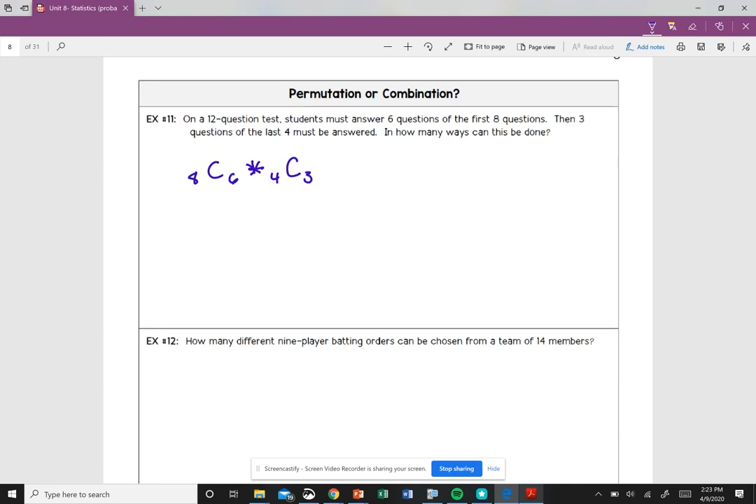We're going to multiply those 2 options together, because for every option here, we can pick one of these options here, so that's going to be a problem of multiplication. All right, so we're going to do 8 choose 6. So this is going to be 8 times 7 times 6 times 5 times 4 times 3, that's 6 options, and then we're going to divide by 6 factorial. And then this next one, we're going to do 4 times 3 times 2 divided by 3 factorial. And we're going to multiply these 2 options together.